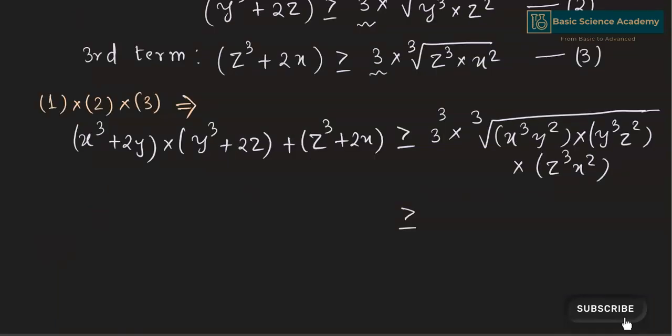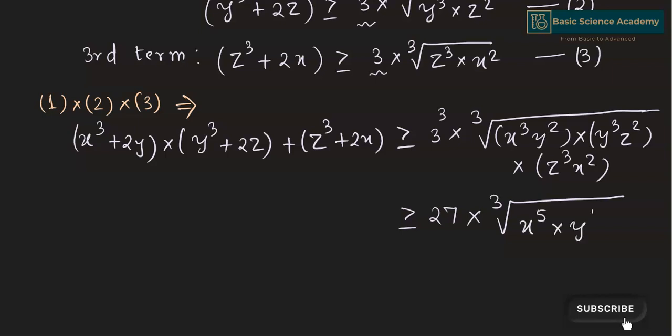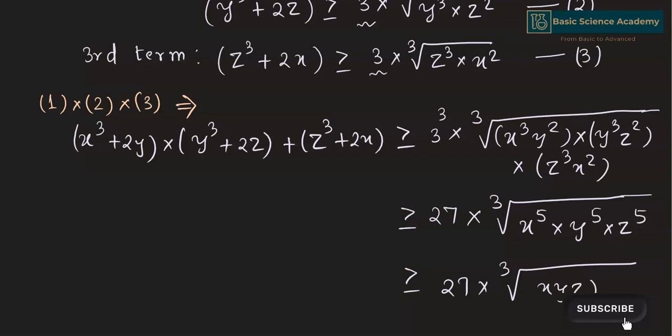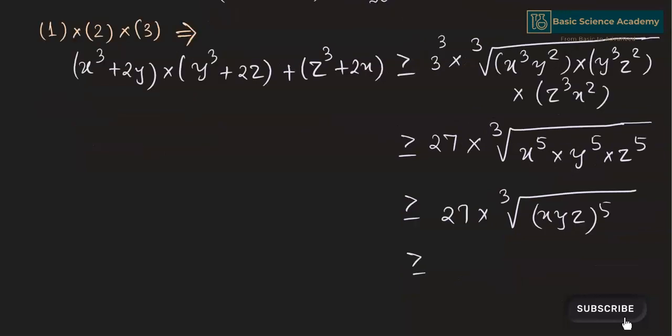This is greater than or equal to 3 to the power of 3, which is 27, multiplied by the cube root of x to the power of 5 multiplied by y to the power of 5 multiplied by z to the power of 5, which is equal to 27 multiplied by the cube root of xyz to the power of 5, which is equal to 27 multiplied by the cube root of 1 to the power of 5, which is 1, so this is equal to 27.